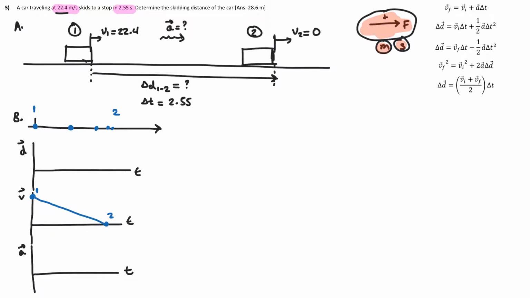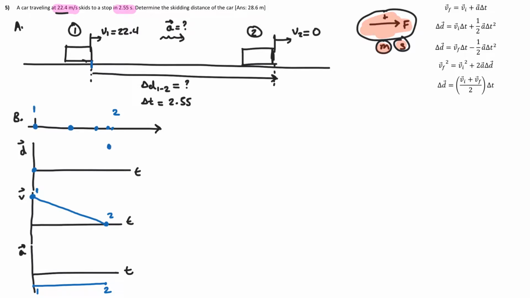Our acceleration is negative all the way through. So I'm going to draw that. Stage 1, stage 2, and it's constant. And in terms of displacement, taking this to be our reference point, we start here, and we're going to end up to the right of our reference point, which is somewhere here.